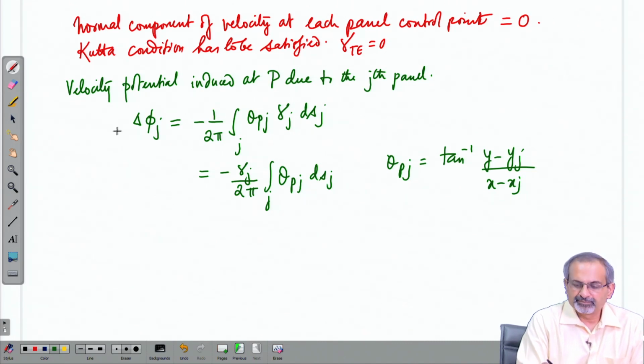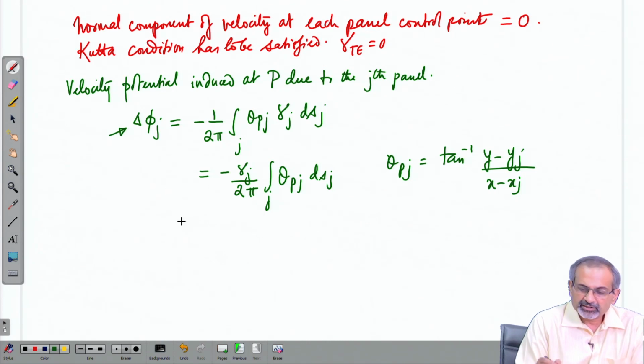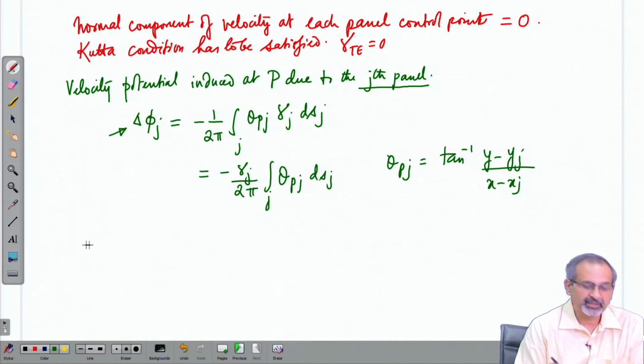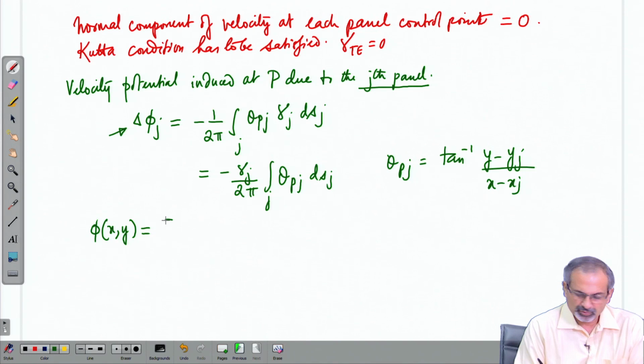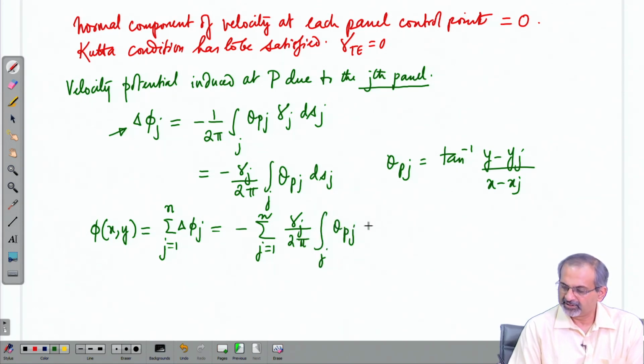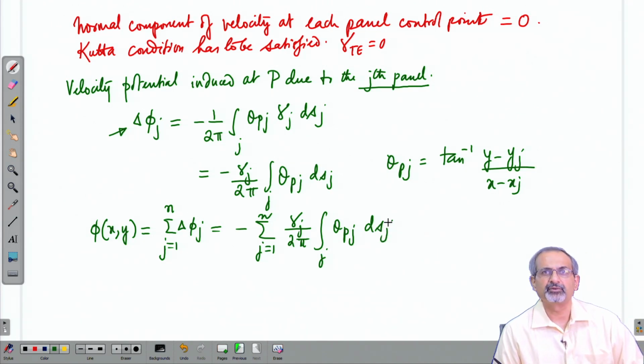Now, this is the velocity potential which is induced only due to the jth panel at that field point P, but there are so many more panels. Therefore, what would be the total influence? The total influence could be a sum of the effects coming from all those panels. Let us say the sum of delta phi j's, that is sigma j equal to 1 to n, gamma j by 2 pi, integral theta p j d s j. That is how we will be able to evaluate the total effect.